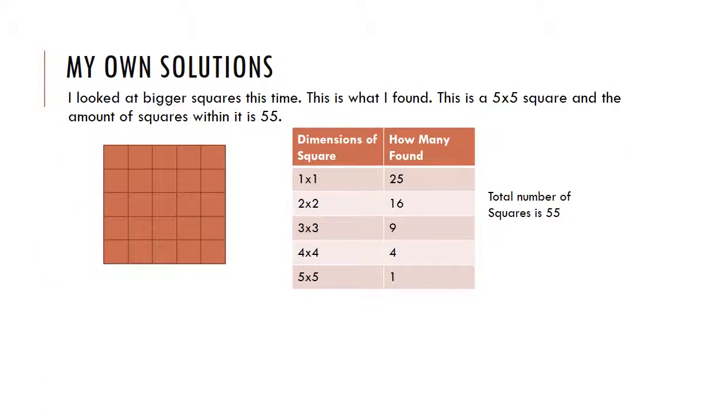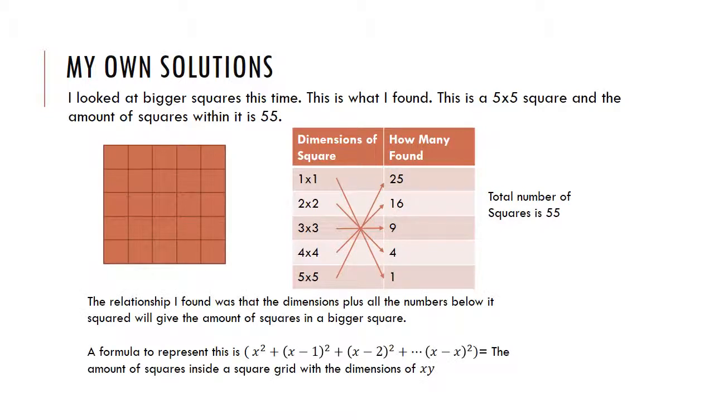I looked at bigger squares this time. This is a 5 by 5 square and the amount of squares within it is 55. As you can see, these actually correlate with 1 by 1, 2 by 2, 3 by 3, 4 by 4, and 5 by 5. The relationship I found was that the dimensions plus all the numbers below it squared will give the amount of squares in a bigger square.